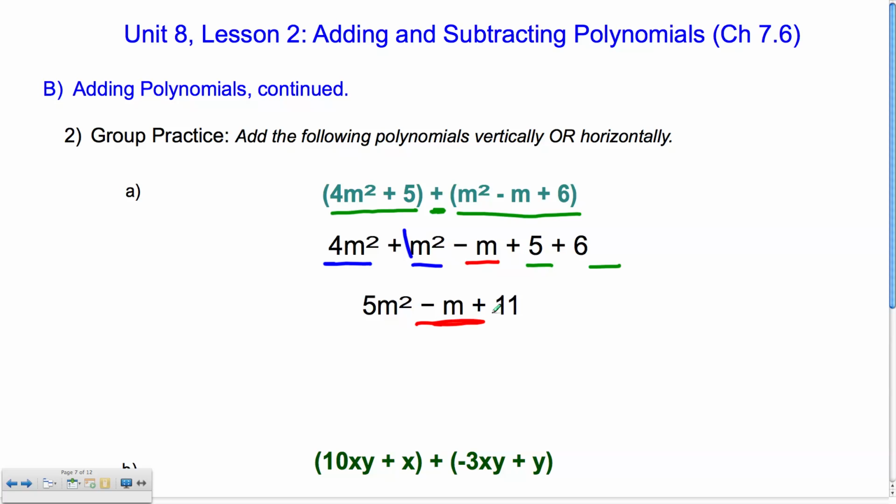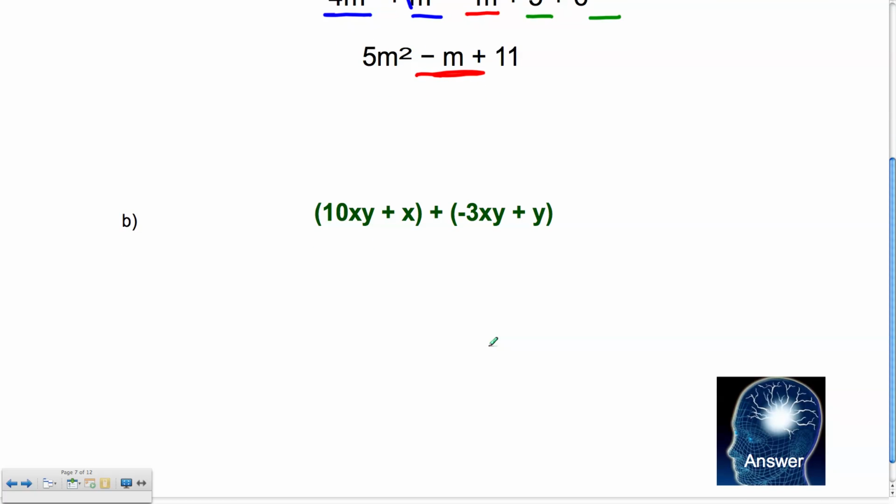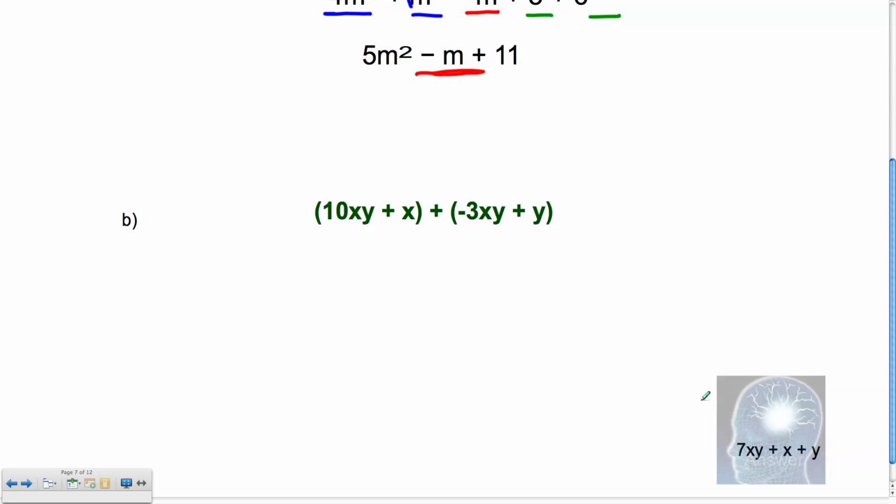Okay, so hopefully that makes sense because I want you guys to try this next one here. Okay, so you try this one, see what you get, and come back to me when you're done. All right, I think that you're probably done. Hopefully you have 7xy plus x plus y. Okay, I can go no further with that answer because none of those are like terms, so I'm done.